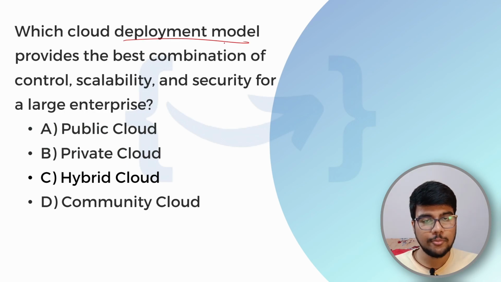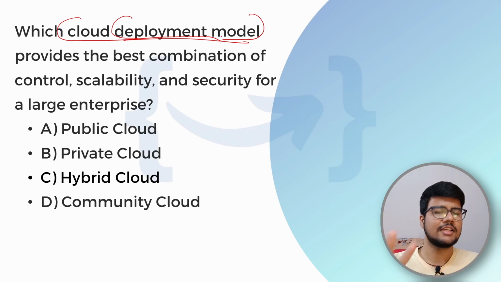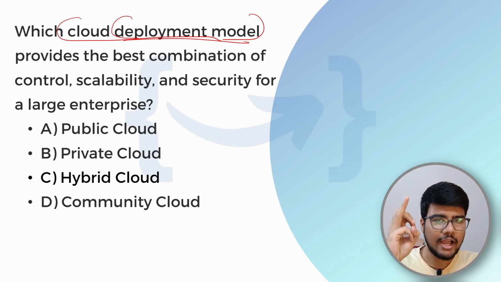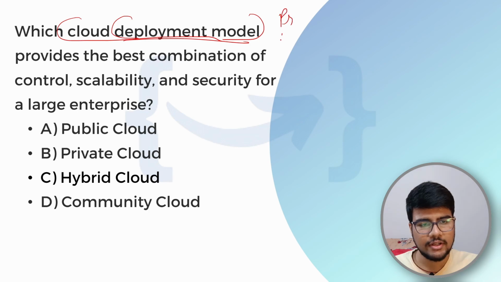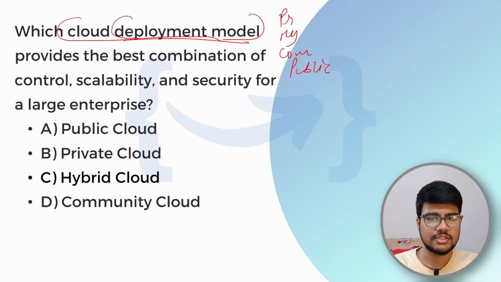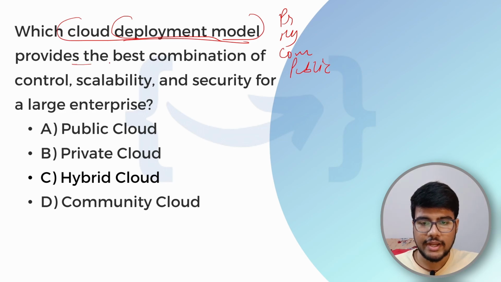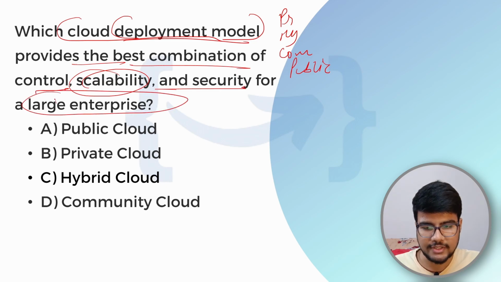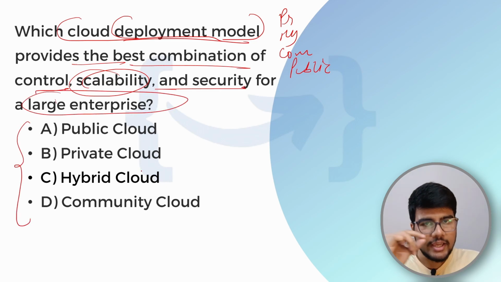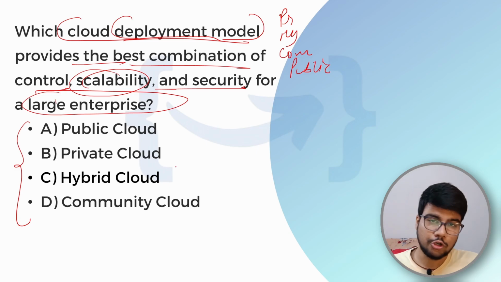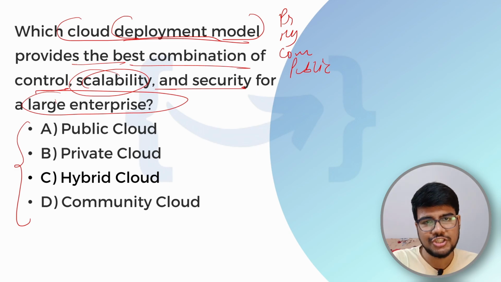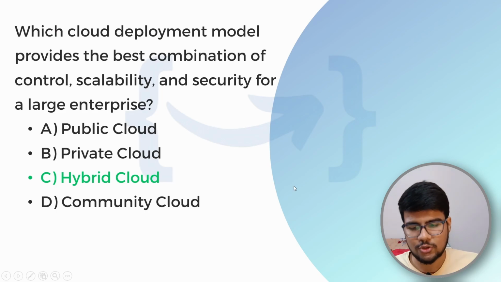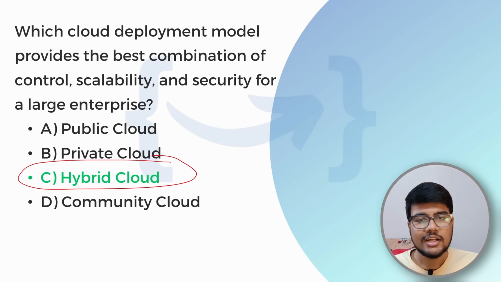Which cloud deployment model? I know you have gone through my sheet and from here, three things come directly into my mind: private, hybrid, and public cloud, which are deployment models. Now, which provides the best combination of control, scalability, and security for a larger enterprise? All four options are listed here in the cheat sheet as well. I have told you these types of questions you can see. And I know that from the cheat sheet, you can figure out the answer to this question, which is hybrid cloud.